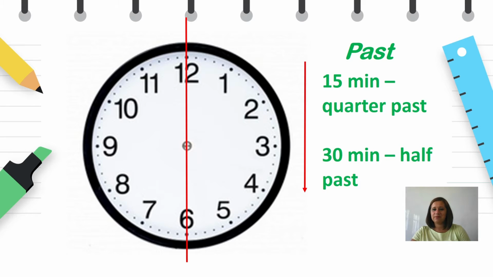Since a certain time. It is also important to remember that when we talk about 15 minutes, we don't use the word 15 when we talk about time, but we use the expression quarter past. Or when we talk about 30 minutes, then we don't say 30 minutes, but we use the expression half past.